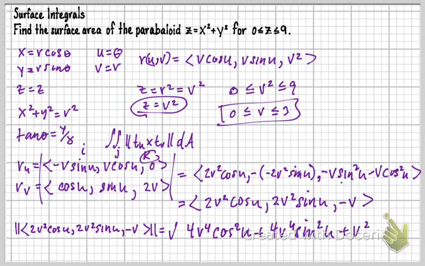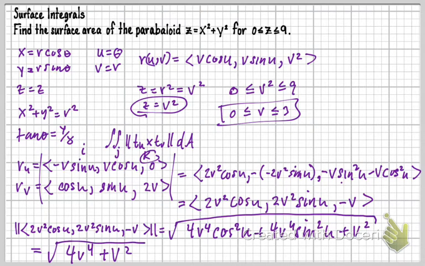plus V squared. And we can definitely clean this up some. If I pull a 4V squared out from both of those, I'm going to get that cosine squared plus sine squared again, which is nice. So this actually does simplify to the square root of 4V to the 4th, and then plus V squared. Excuse me. And I can simplify this because both of these have a V squared in them. I can pull that out and square root it. So I'm going to get a V square root of 4V squared plus 1. So that's what I'm going to integrate now.